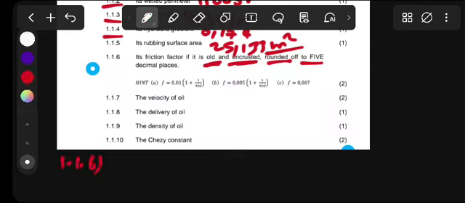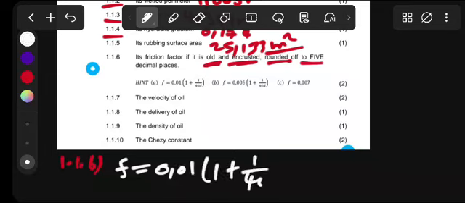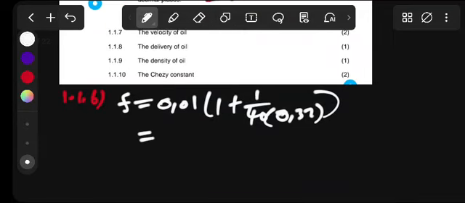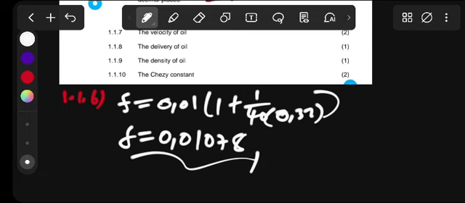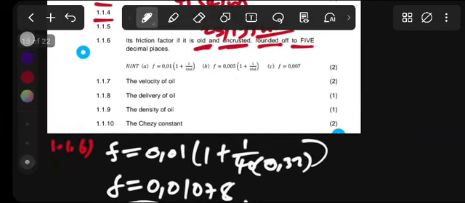You know that the friction factor will be 0.01, like that. 40, the diameter is 0.32. Simply punching this, we'll get this to be equal to 0.010781234, obviously to 5 decimal places. This is what you'll have there. There are no SI units.